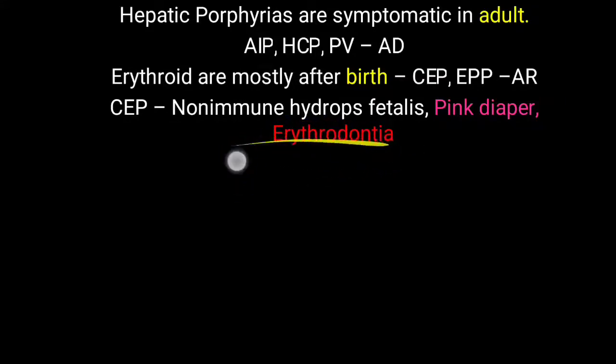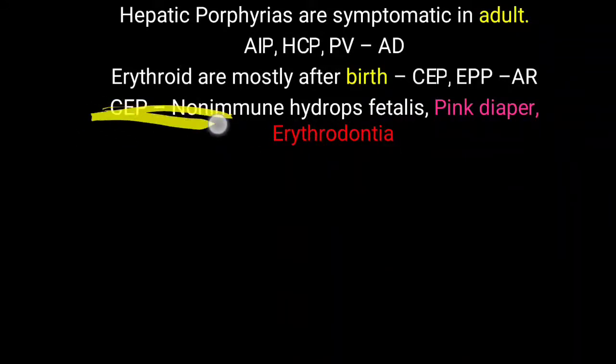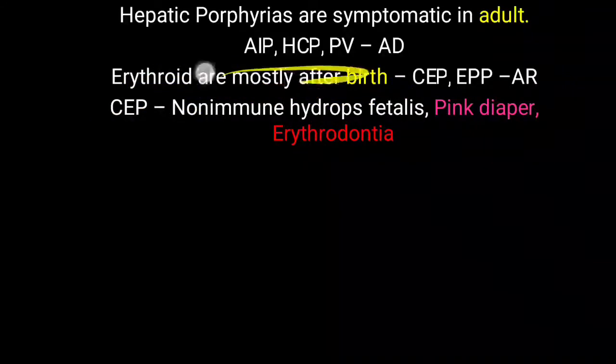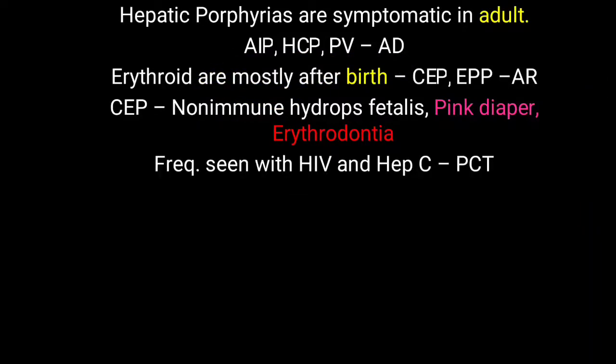If the child is around 2 to 3 years old, then the teeth have a particular red fluorescence, and that is erythrodontia, and that will also give an idea about congenital erythropoietic porphyria. So just after birth there is an erythroid variety, but mostly in adults it is acute intermittent porphyria, hereditary coproporphyria and porphyria variegata.